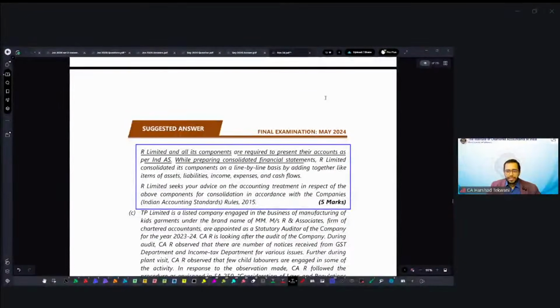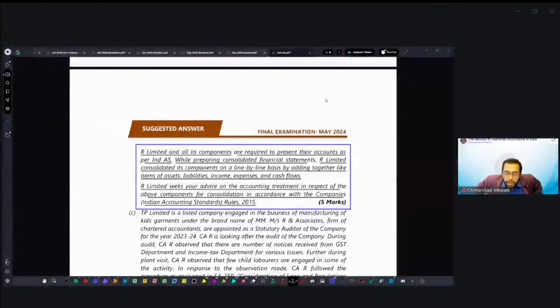While preparing the consolidated financial statement, R Limited consolidated its components on a line-by-line basis by adding together like items of asset, liability, income, expense, and cash flow. R Limited seeks your advice on the accounting treatment in respect of the above components for the consolidation in accordance with the Companies (Indian Accounting Standards) Rules 2015. Again, on the consolidation part, how should R Limited approach this consolidation?